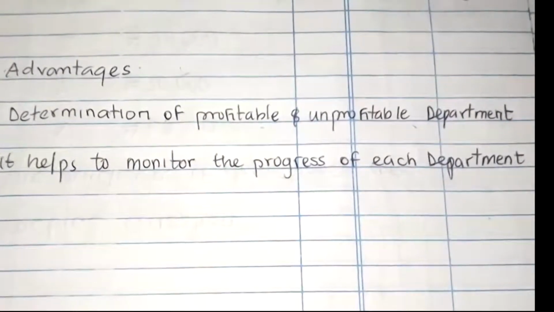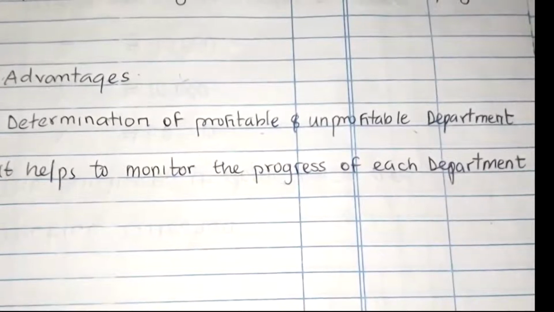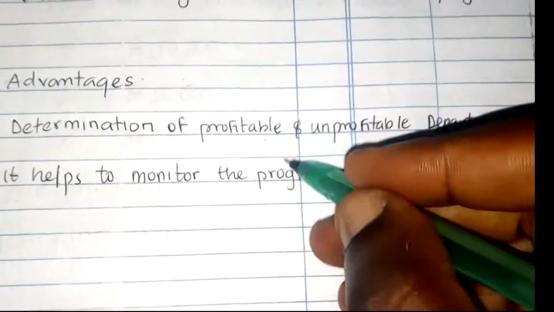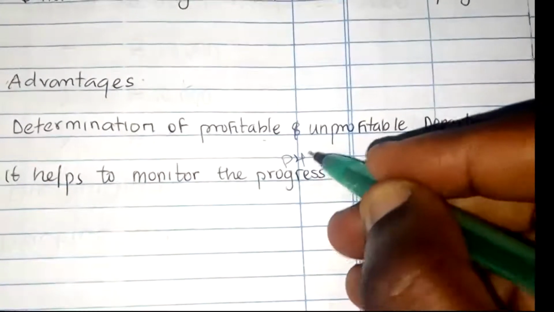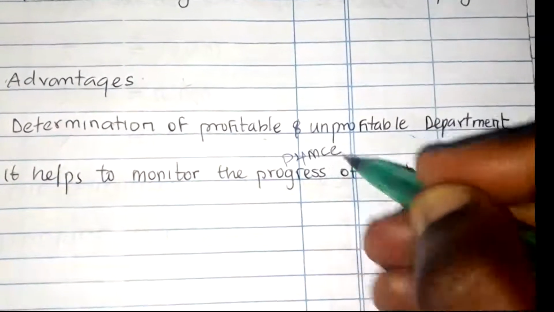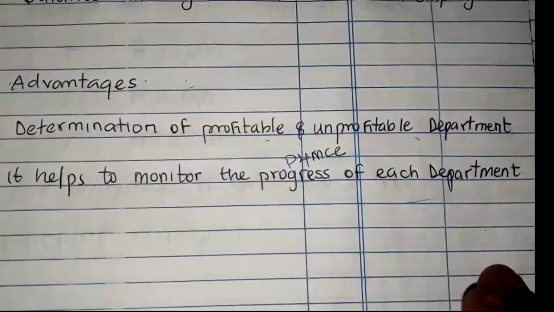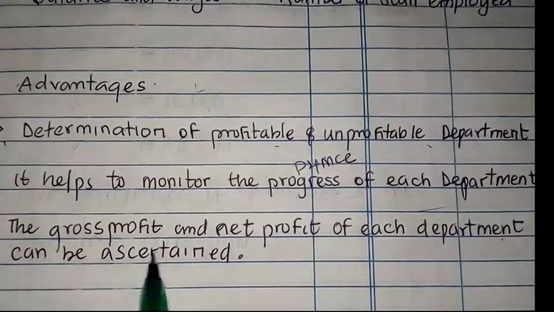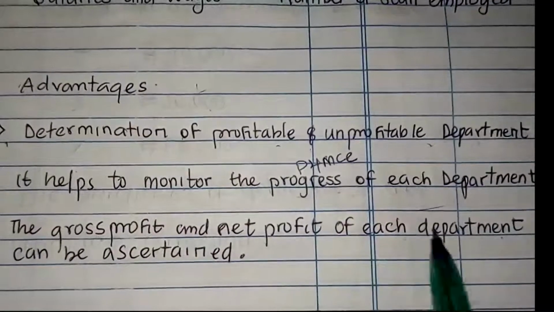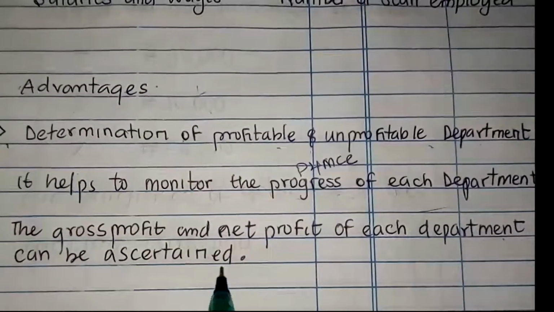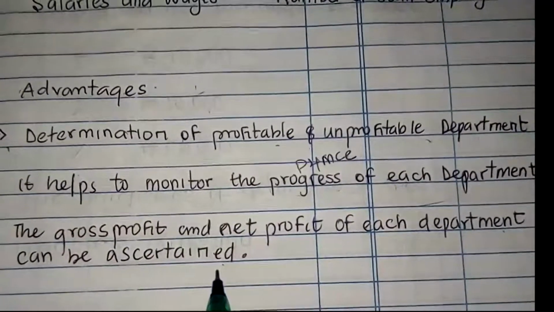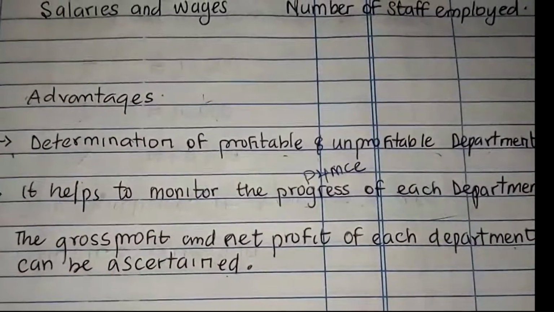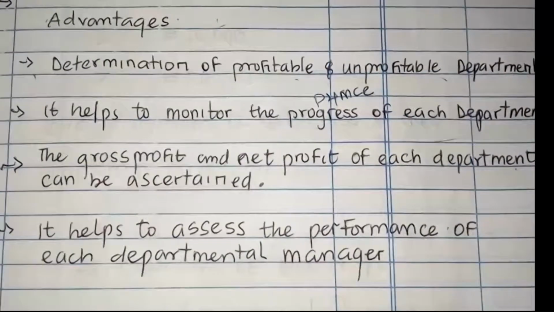All right. Now let's look at the methods of departmental accounting. Students should take note of that. Number one, we have the single bookkeeping method. And number two, we have the separate bookkeeping method. Now, what is the single bookkeeping method? It is a method where all accounts of all departments are kept in one book. Write it down.